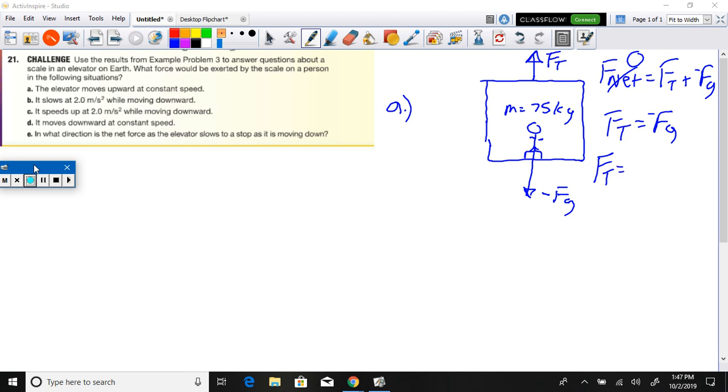Okay, so my tension force is equal to my weight. We'll just solve for weight. Negative 75 kilograms times negative 9.8 meters per second squared. I have 735 newtons. Yes, 735 newtons of tension. It's just equal to the person's weight.